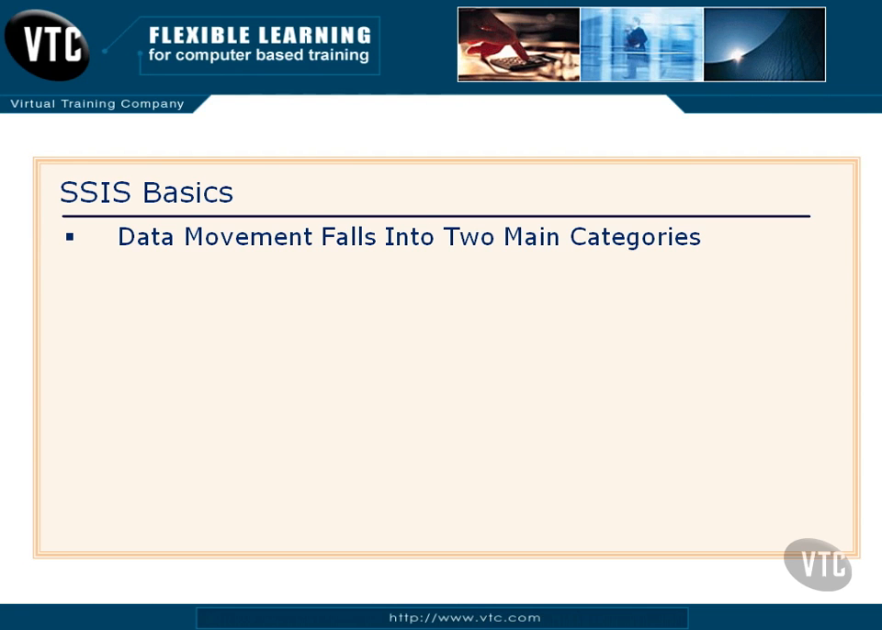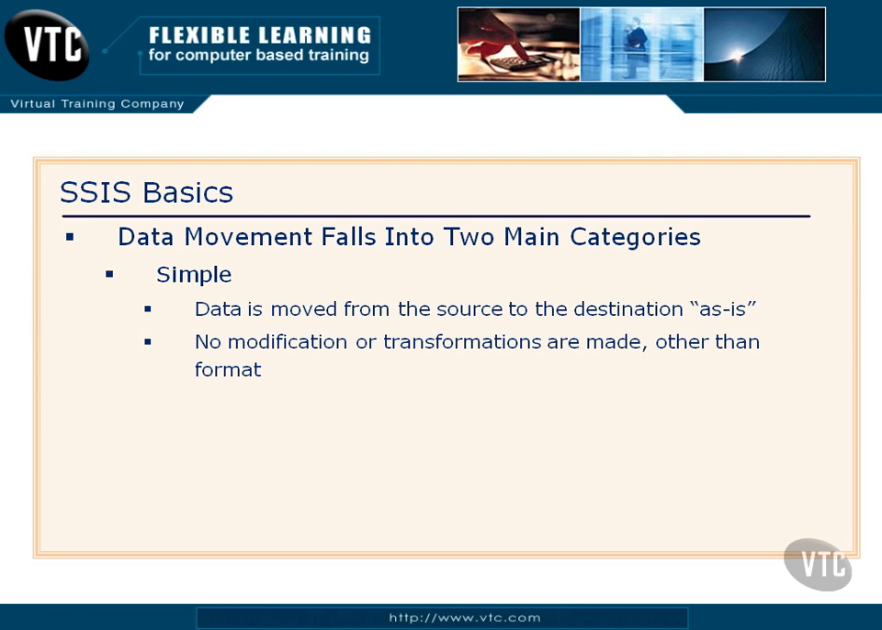Now, data movement in SQL Server 2012 falls into two main categories. Simple, and this is where we're going to grab the data from the source and move it to the destination as is. We're not going to make any changes or modifications, transformations, none of that. We're just going to grab it where it is and move it somewhere else. And this is a good example of this. I'll show you an example later on in a little demo. We'll take data from a relational table down to a text file with comma-separated values, and then you could just as easily take that text data, load it into a relational table, and even create the relational table on the way. But that's a simple data movement.